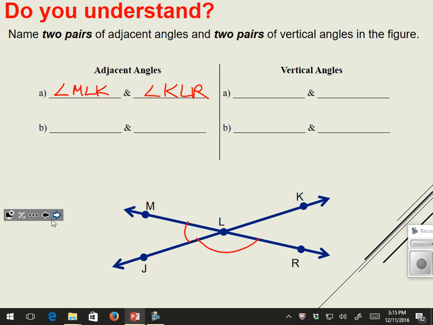So I'm going to say angle MLJ and angle JLR.